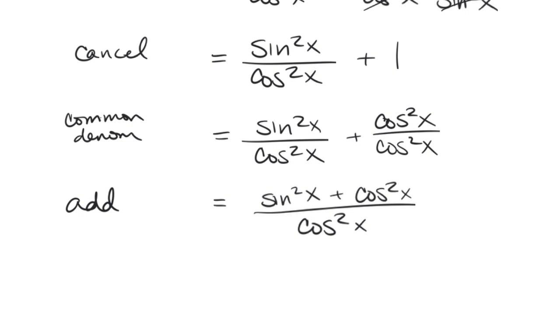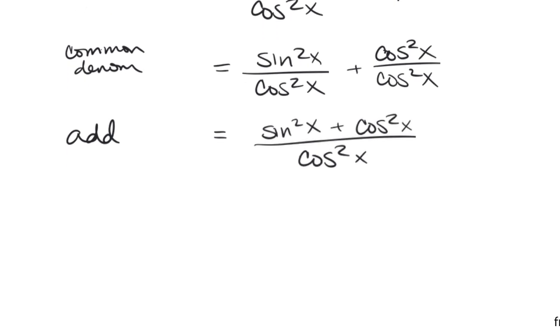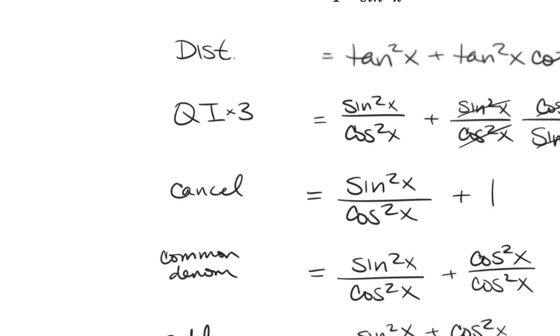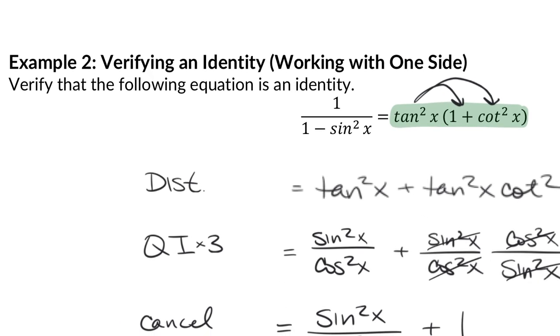Look at your list of Pythagorean identities. I see 2 things that are squared. That whole thing can change to 1 because sine squared plus cosine squared is equal to 1. So now I have 1 over cosine squared of x. This would have been the Pythagorean identity. Now, last class, we probably would have done the secant squared of x. However, remember, our goal is not to get this down to 1 term. Our goal is to get it to match this.